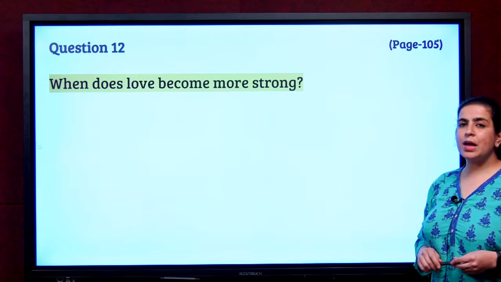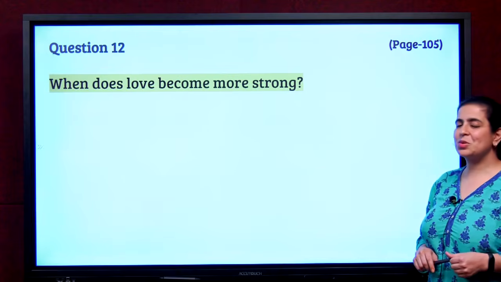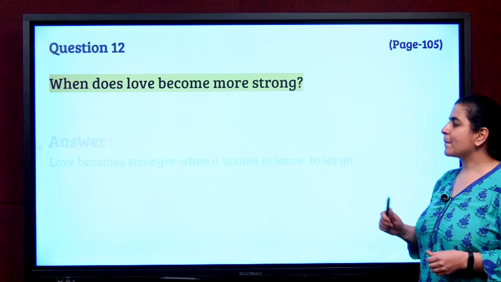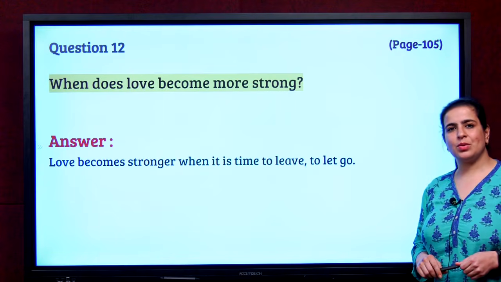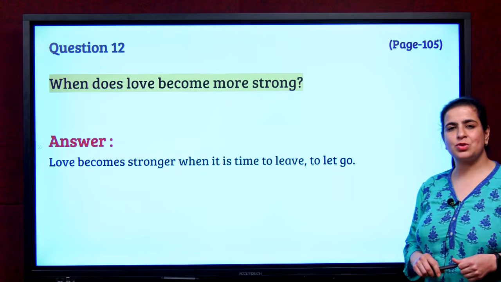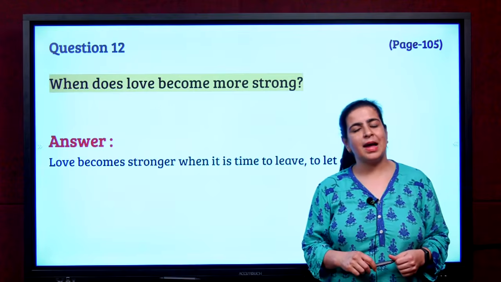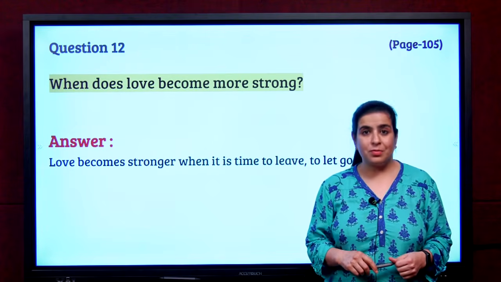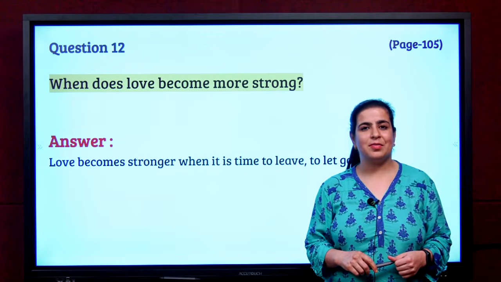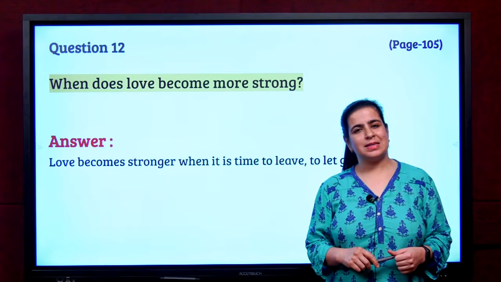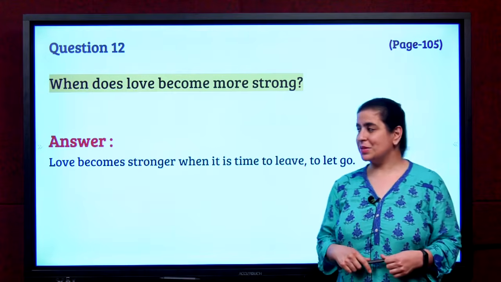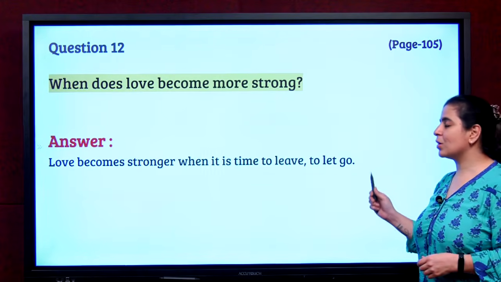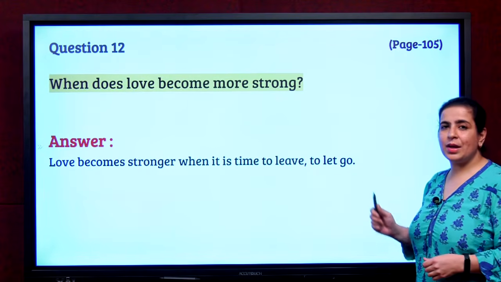When does love become more strong? This is question 12. Love becomes stronger when it is time to leave or let go. That's when love becomes stronger. You don't realize the value of a person throughout the life, when he's alive and happy. Just when he is sick and you know death is near, you realize the value of that person, right? So love becomes stronger when it's time to leave or let go.